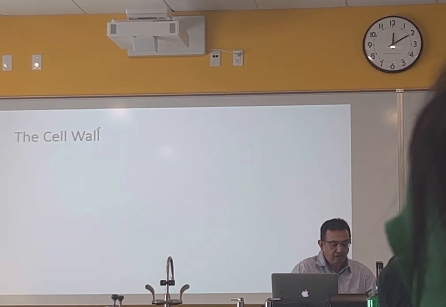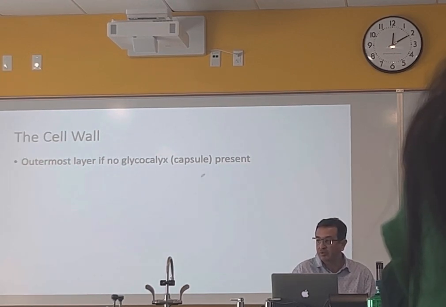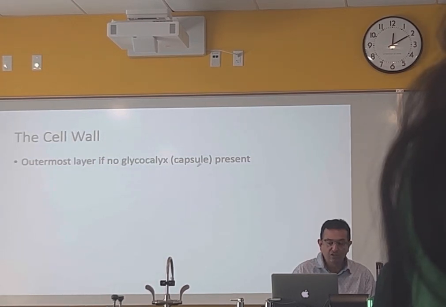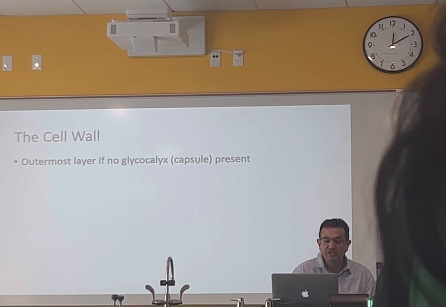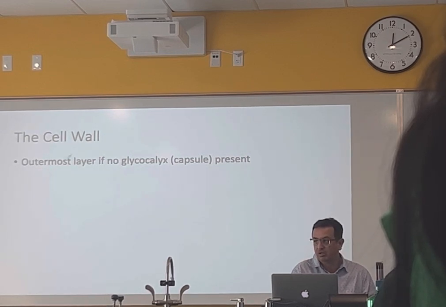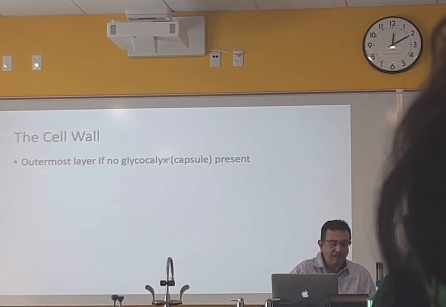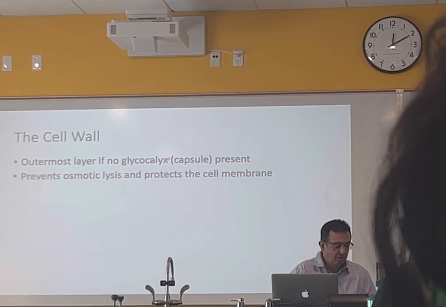Okay. And the cell wall, it depends. It's sometimes the outermost layer, but only if you don't have a capsule present. So we said the capsule was outside the cell wall, right? So it just depends. If there's no capsule, because I told you not all bacteria have capsules, then the cell wall would be the outermost layer. Okay, so that has to do with location.